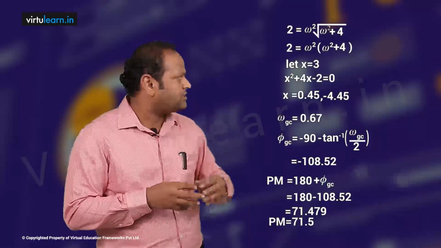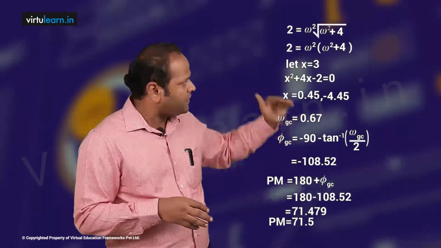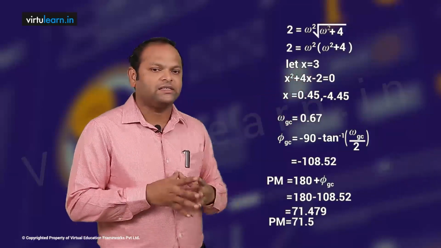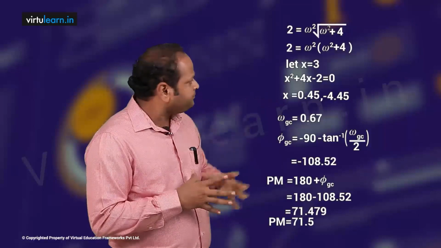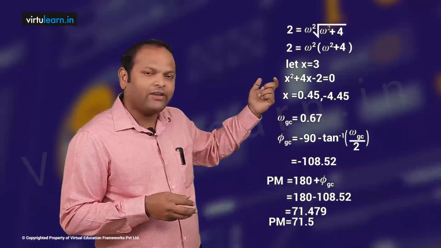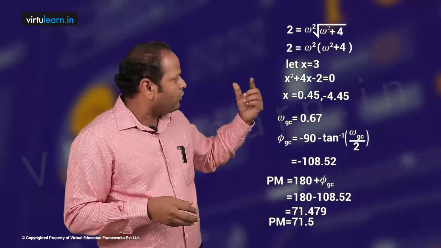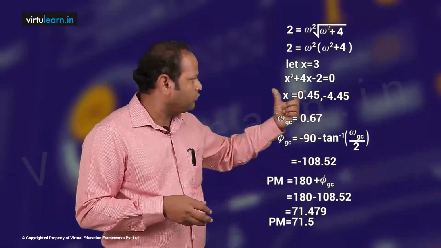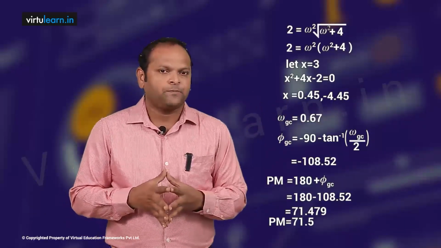Substitute this in the phase expression. The phase angle is minus 90 minus tan inverse omega by 2. In place of omega, substitute omega GC. Then you will get the phi GC value, that is around minus 108.52. So phi GC is available. Phase margin is very simple. Phase margin is 180 plus phi GC. Then if you do that, you will get a phase margin of around 71.5 degrees.